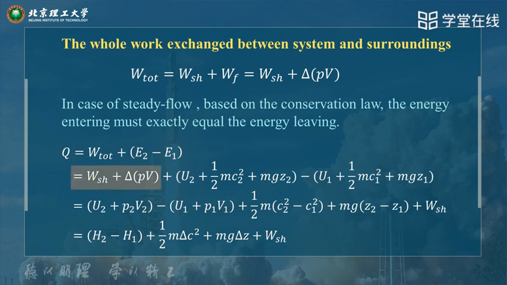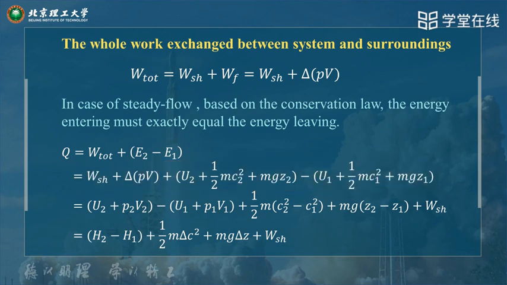W total is WH and delta PV. E2 equals U2 and 1/2 mc2 power second and mgz2 minus E1. E1 is U1 plus 1/2 mc1 power second and plus mgz1. You can find here is just from the first law, from the energy conservation law.